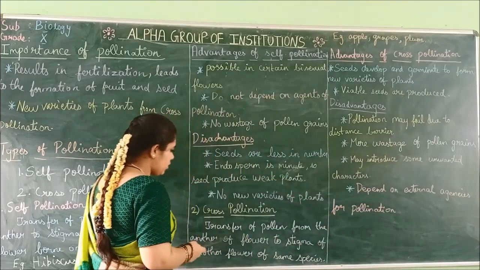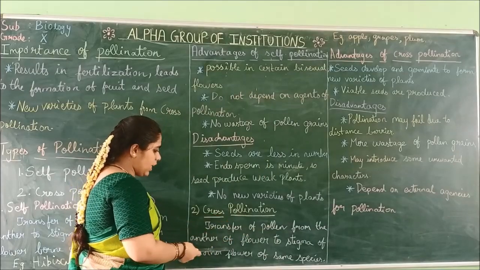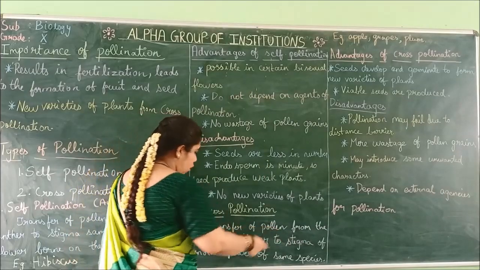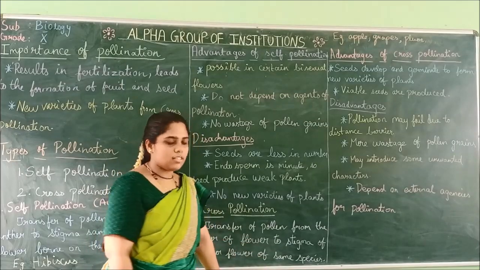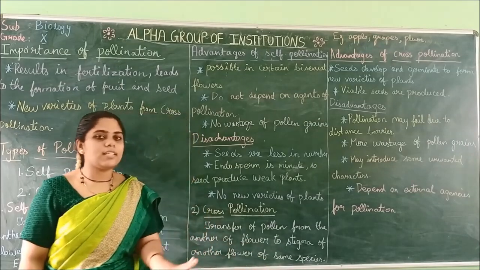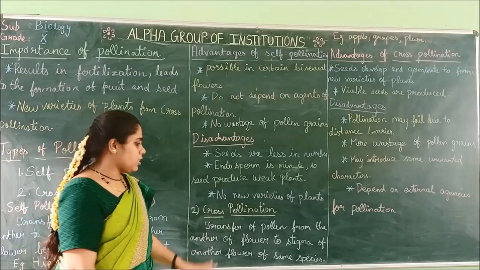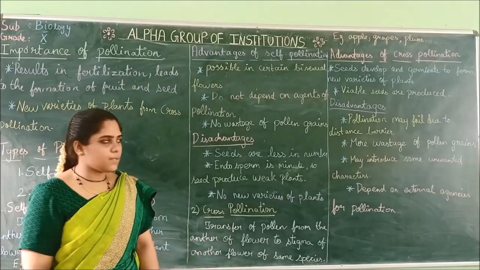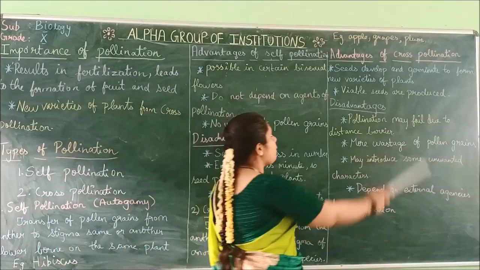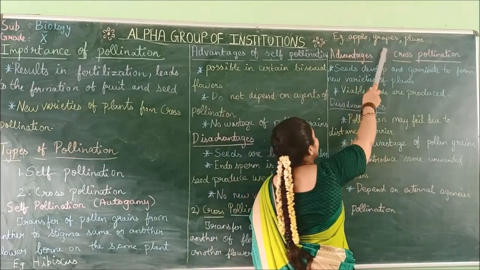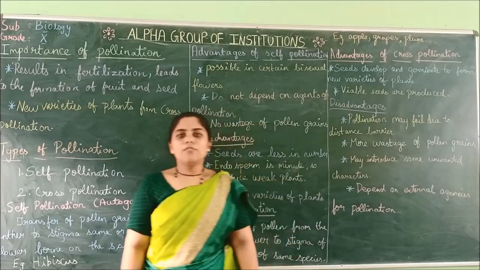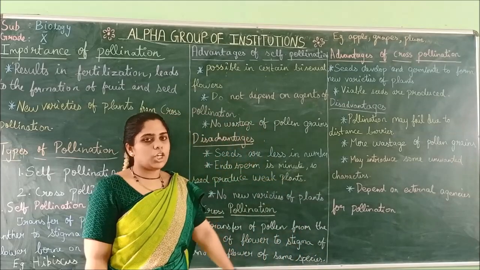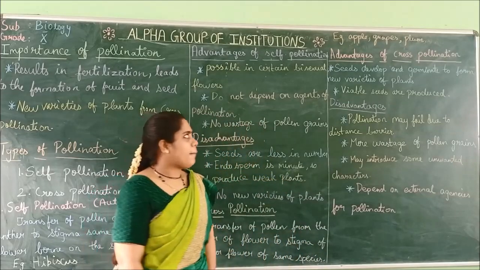So, the transfer of pollen grains from the anther of a flower to the stigma of another flower of the same species. It is not in the same plant but it is in the same species. That is called cross pollination. So, examples: apple, grapes, plums. In these fruit plants, cross pollination is happening.